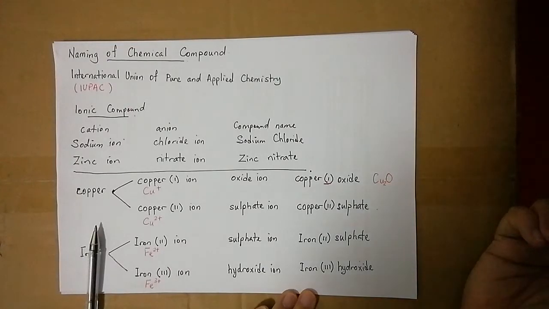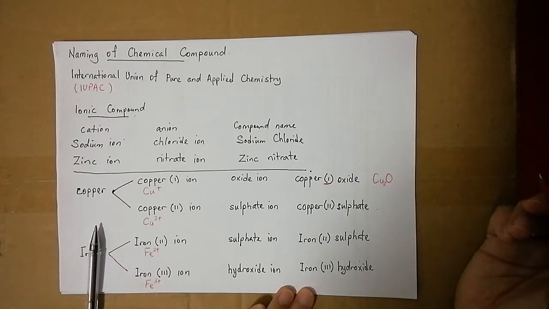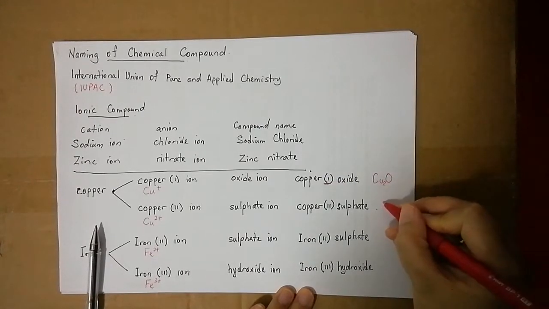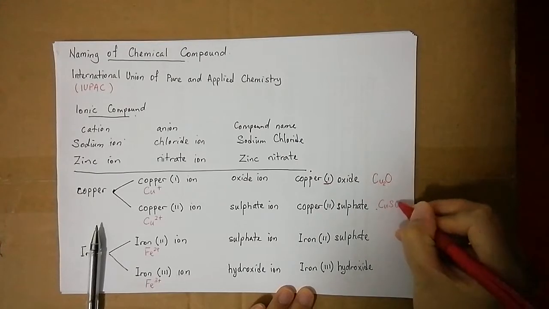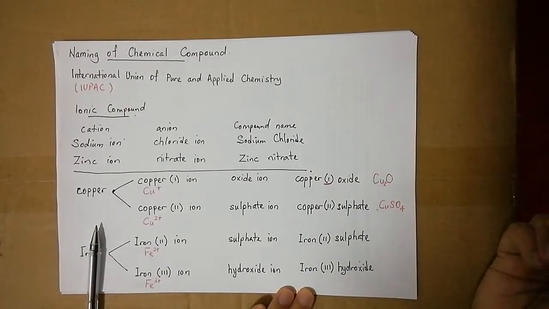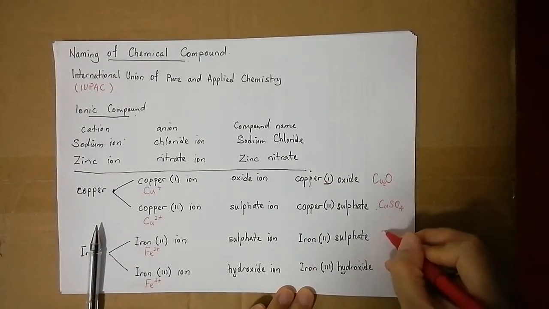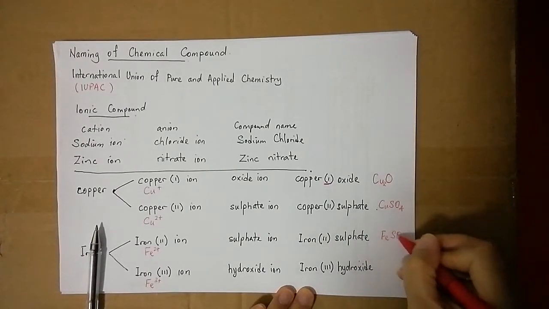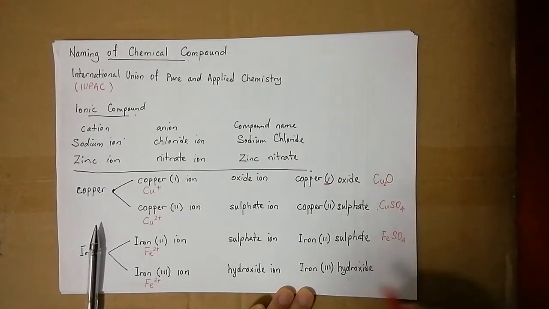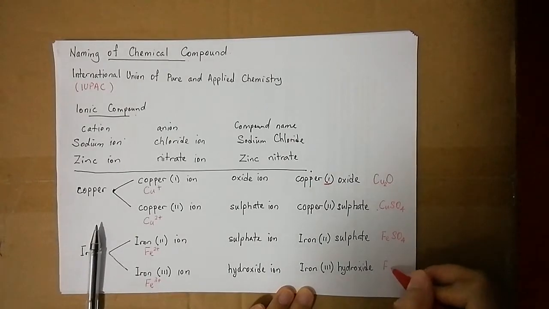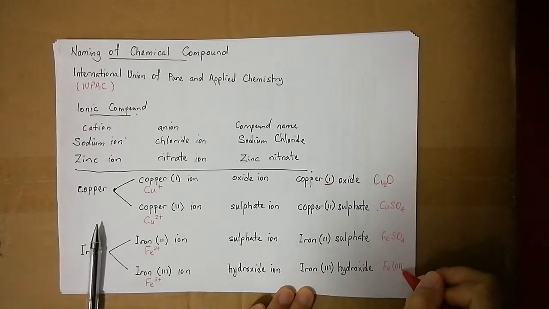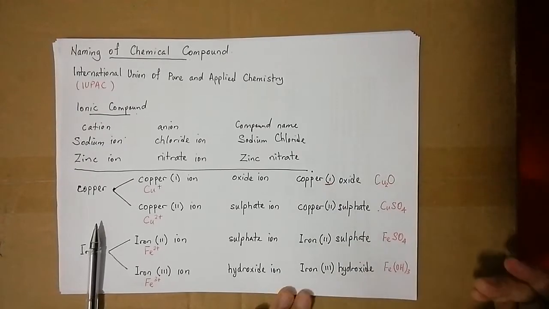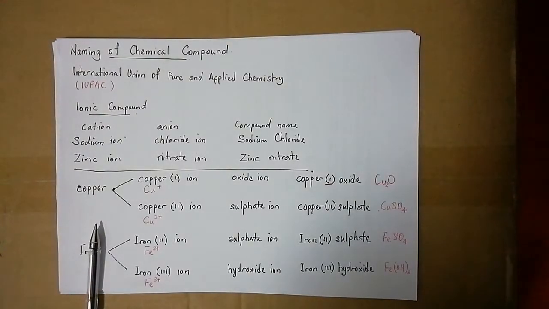If you still remember how to form the formula of the compound, like this one will be CuSO4, and then this one FeSO4, and then this one will be Fe hydroxide 3. So this is the formula that we will see.